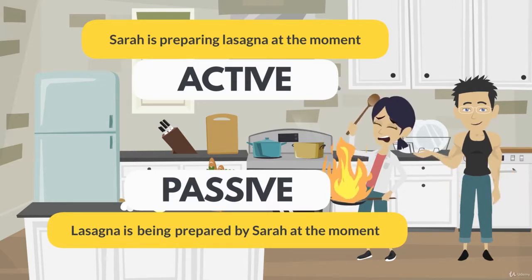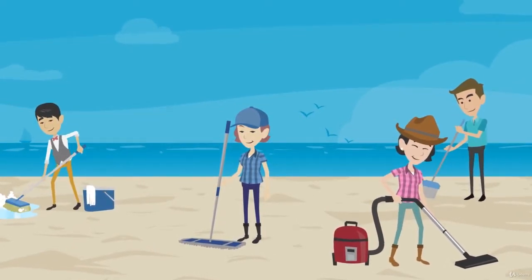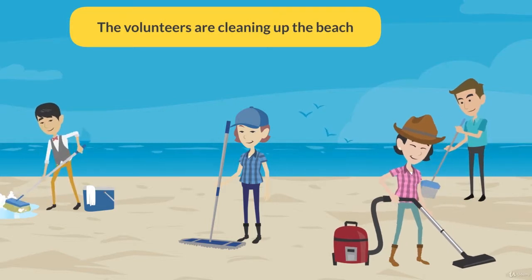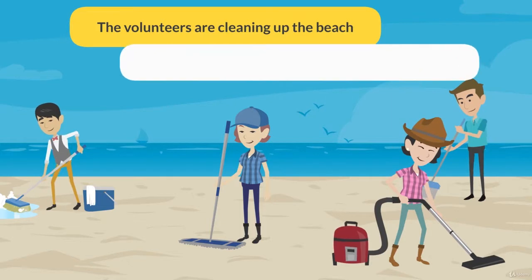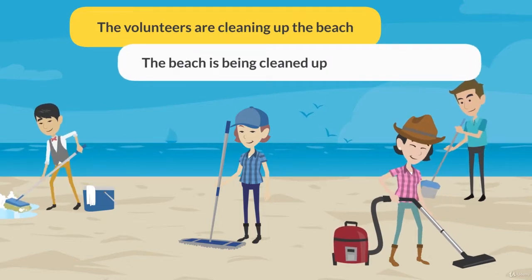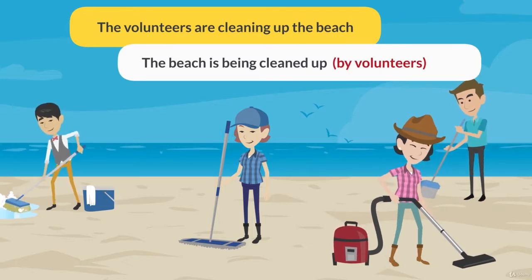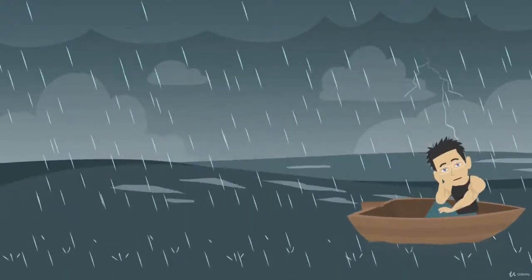Okay, moving on. Active, present, progressive: The volunteers are cleaning up the beach. Passive, present, progressive: The beach is being cleaned up. And we can add by volunteers. Now you try. Translate the sentence into passive.